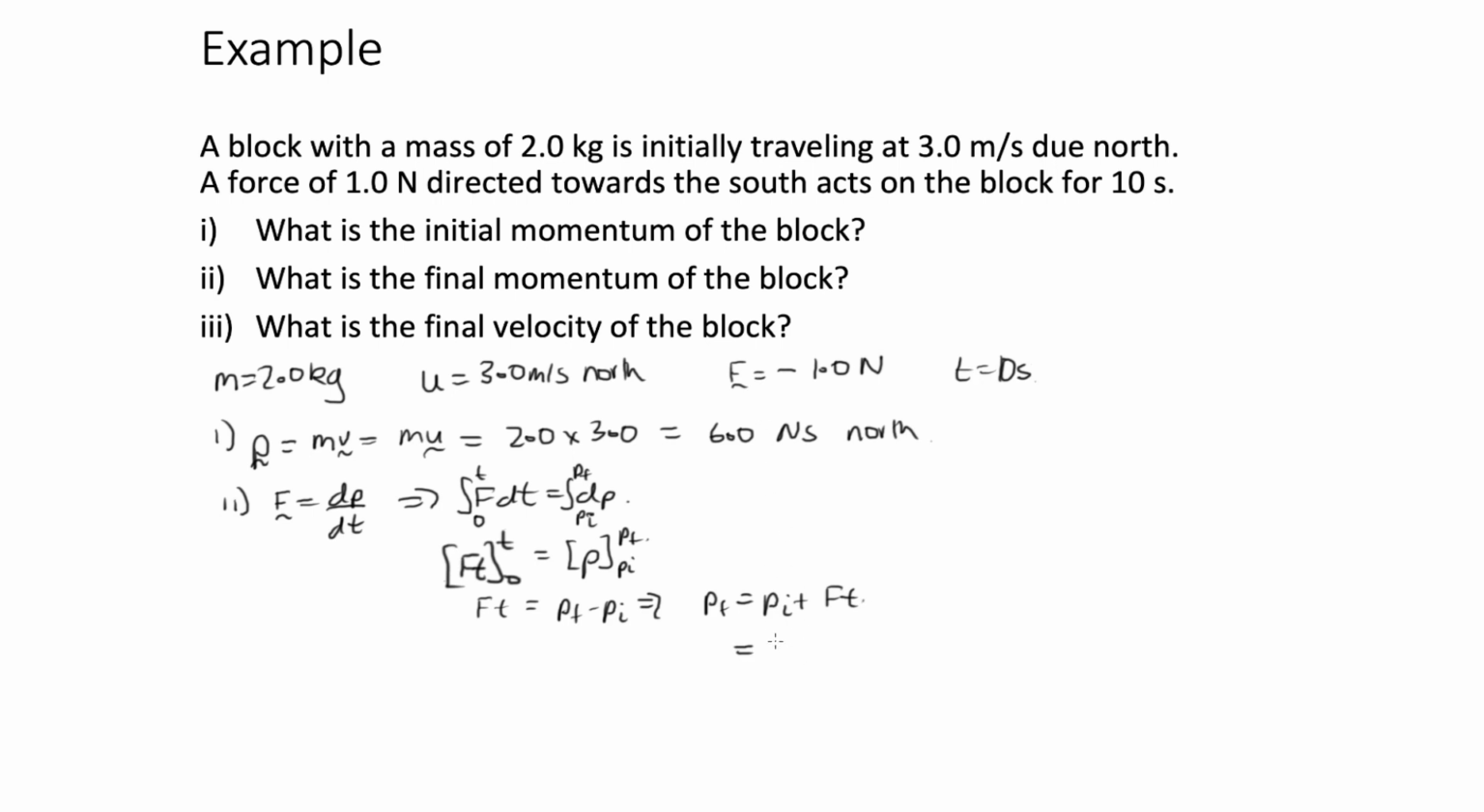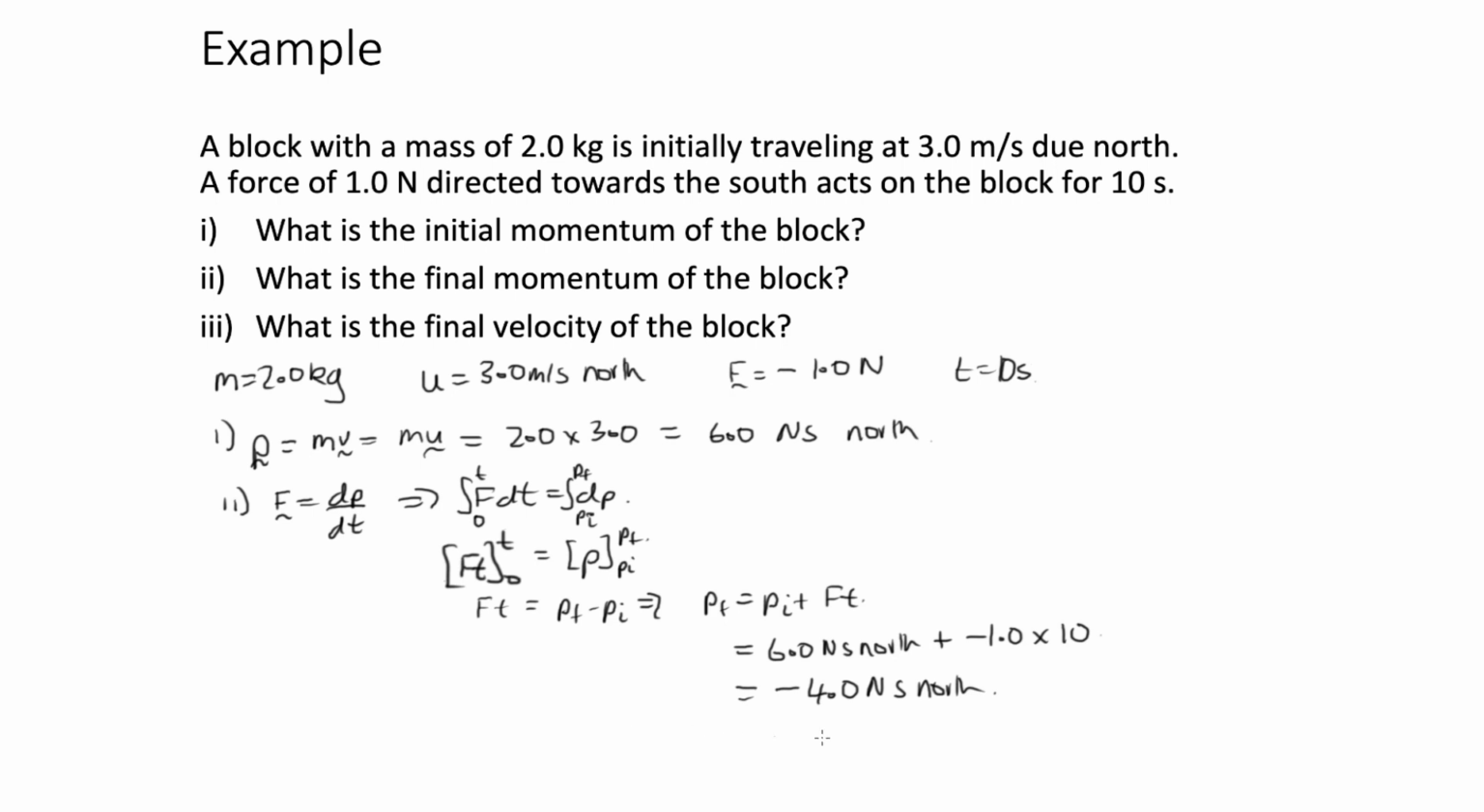So p initial is 6 Newton seconds north, and then we'll take north as positive, so the force is minus 1.0, and the time was 10 seconds. So we've got 6 minus 10, which is minus 4 Newton seconds north.